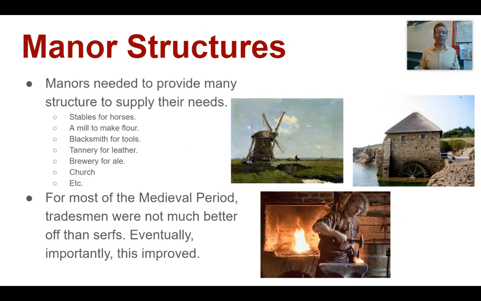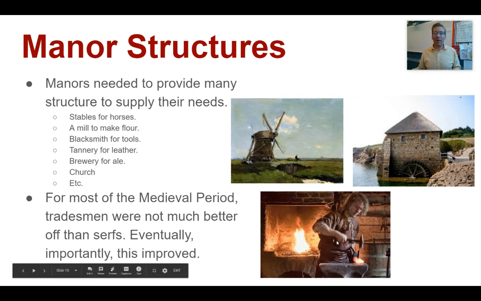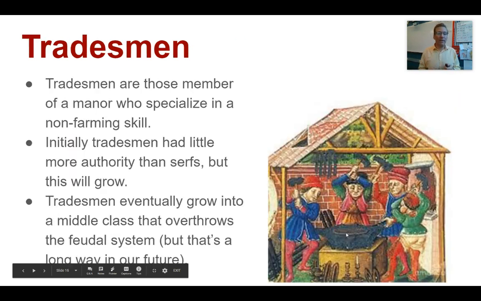In this system, then, they would need to have a lot of structures to provide themselves with supplies. They would need to have a stable, a mill to make flour, blacksmith, tannery, brewery. Most, indeed almost all, would have their own church, all within their manor lands. And for most of the medieval period, tradesmen, who are not usually much better than serfs, these are the freemen who have a trade, would get hired on by the manor. So if you were a master blacksmith, you might not be a serf, but you would live within this system. Eventually, and importantly, this did improve.